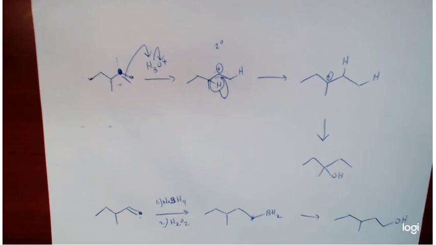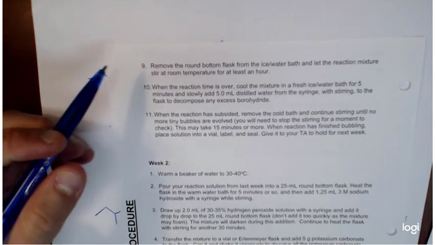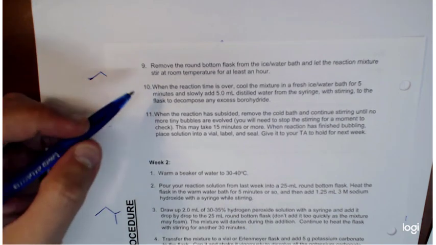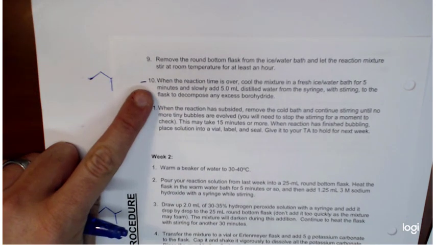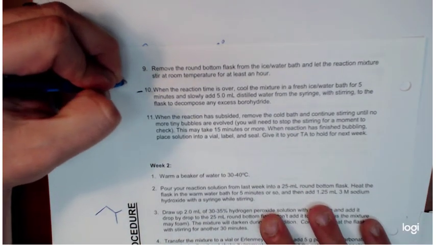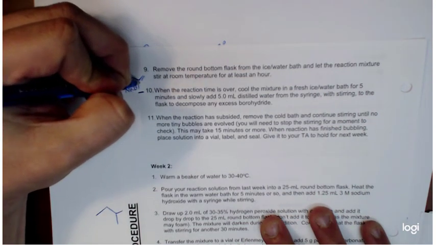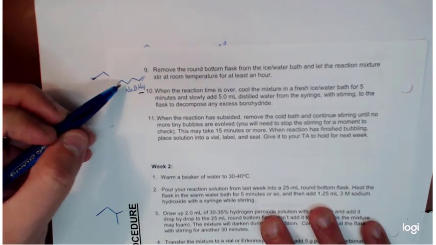All right, now some things that I do want to point out here. In your procedure, it talks about using, let me find it real quick. In your procedure, we do see for week 1, step 10, it says, at this point in your reaction, you will have taken your alkene and your sodium borohydride, and you will have reacted them together.